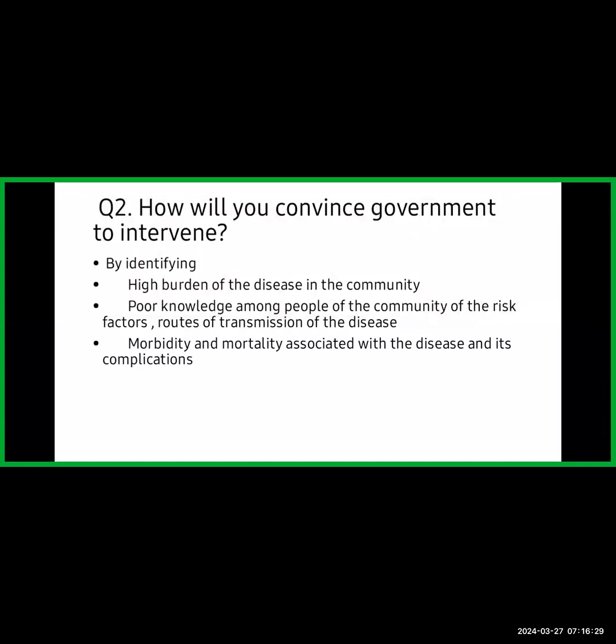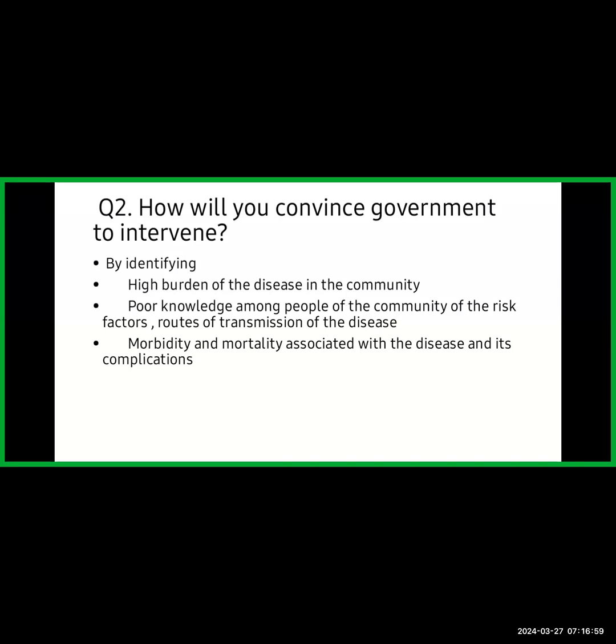So going to question number 2, how will you convince the government to intervene? Having done an advocacy, it armed me with a lot of knowledge and facts about this disease. So I can present my facts to the government that, okay, actually there is a high burden of this disease in the community. If I have a figure I can display, then there is poor knowledge among people in the community of the risk factors and routes of transmission of the disease. If there are some cultural practices that aid in that, I will highlight that.